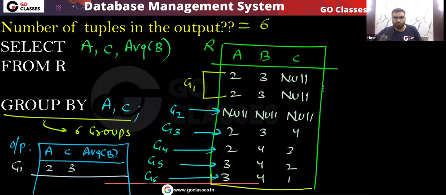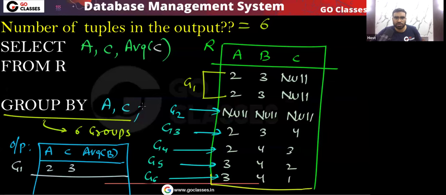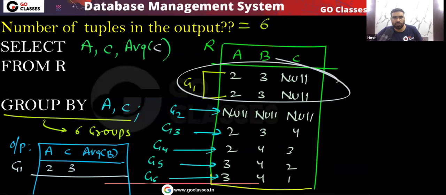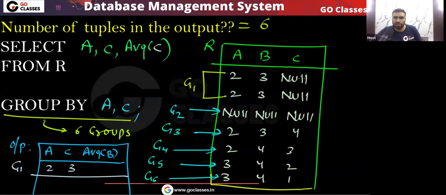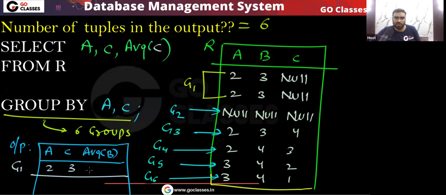And the interesting part will be AVG of C, right? The interesting question will be AVG of C. So tell me AVG of C for this group. Remember this AVG will ignore the null values. Now you have an empty table. For an empty table, AVG will be null. So AVG of C will be null.